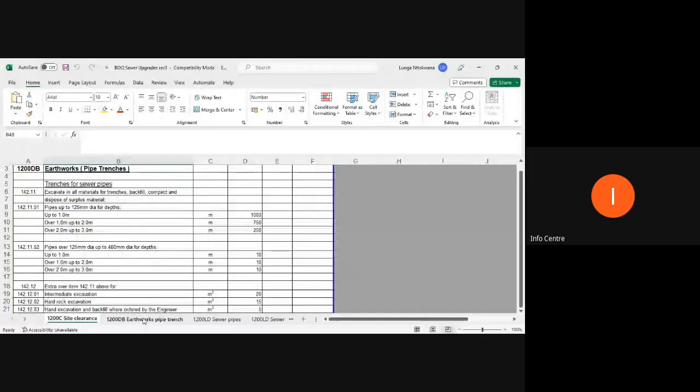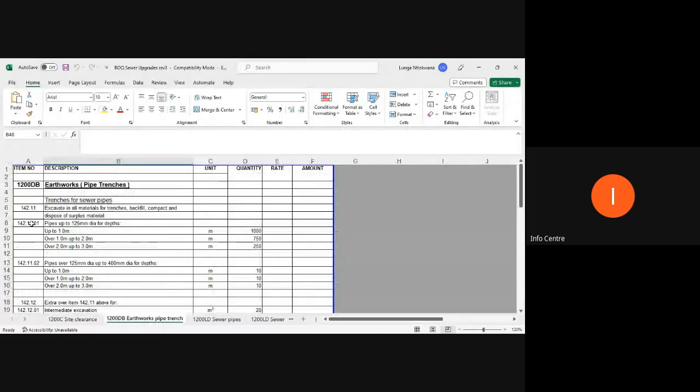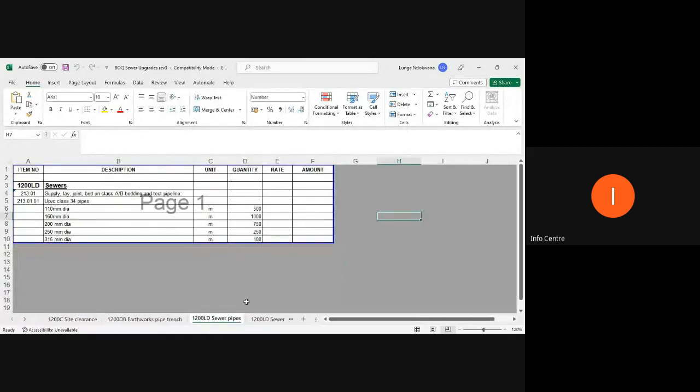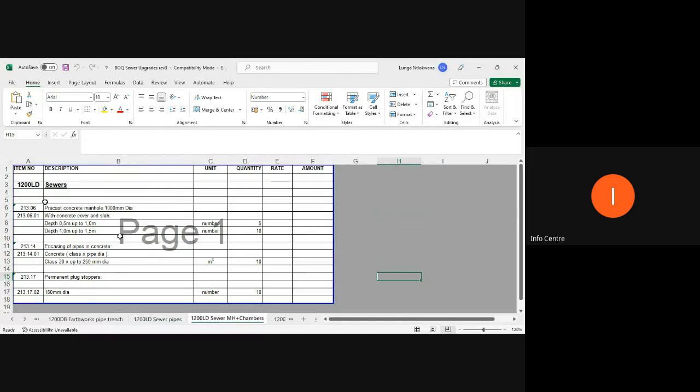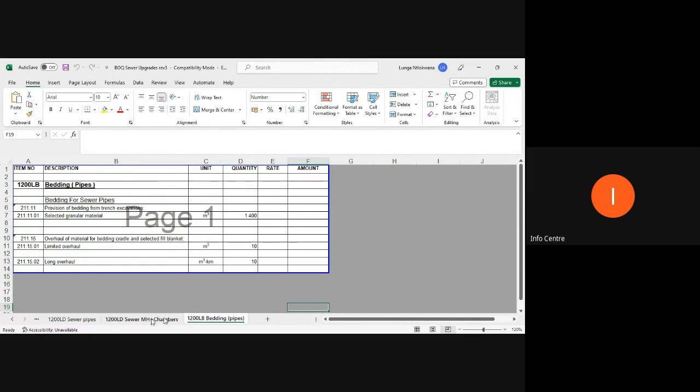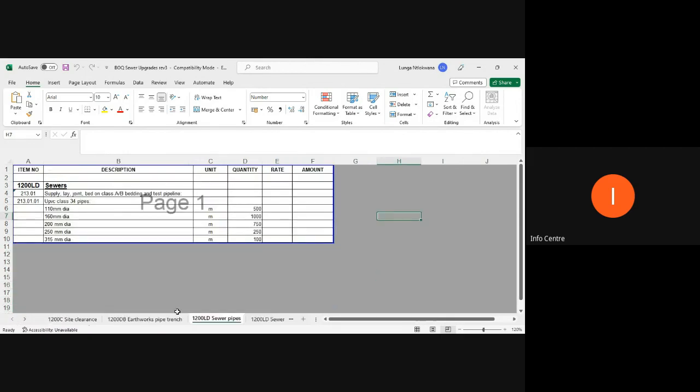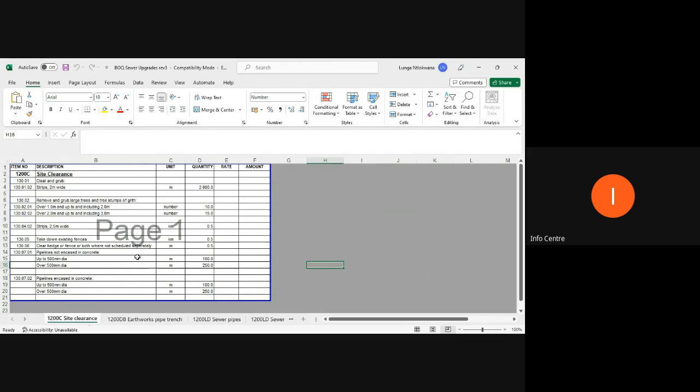You can see I've got my trenching here. I've got my pipe laying here. I've got my manholes here. Then I've got my bedding over here, right? Everything is in Excel, just like I received from my client. I format it a bit so that it speaks to the system. So once that is done, what I'm going to do is I'm going to then go back to the system. Right, back to the system.